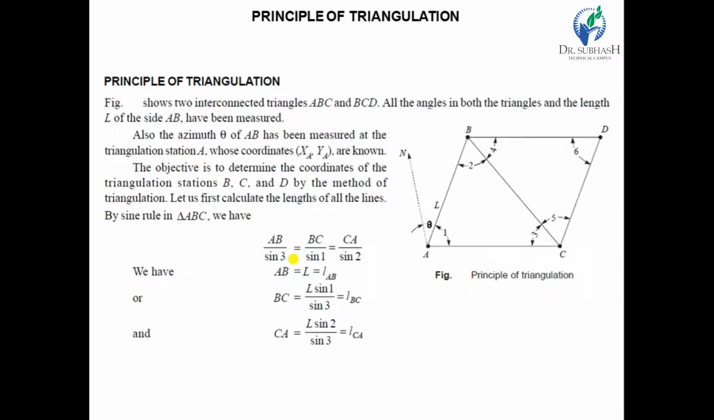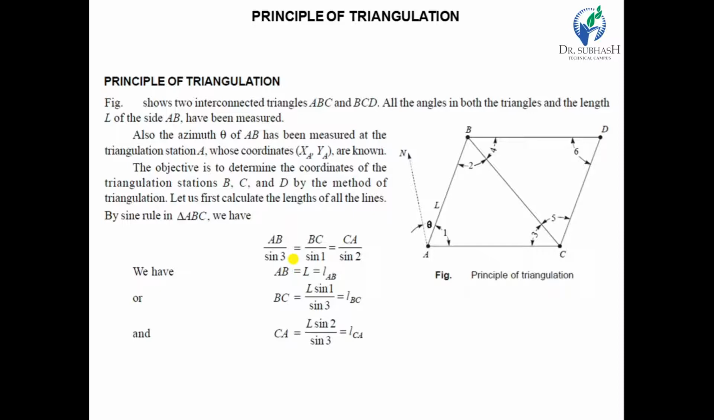All the angles in both triangles and the length L of side AB have been measured. Also, the azimuth theta AB has been measured at triangulation station A, whose coordinates are XA and YA. The objective is to determine the coordinates of triangulation stations B, C, and D by the method of triangulation. Let us first calculate the lengths of all lines by the sine rule in triangle ABC. We have AB upon sine 3, BC upon sine 1, and CA upon sine 2.